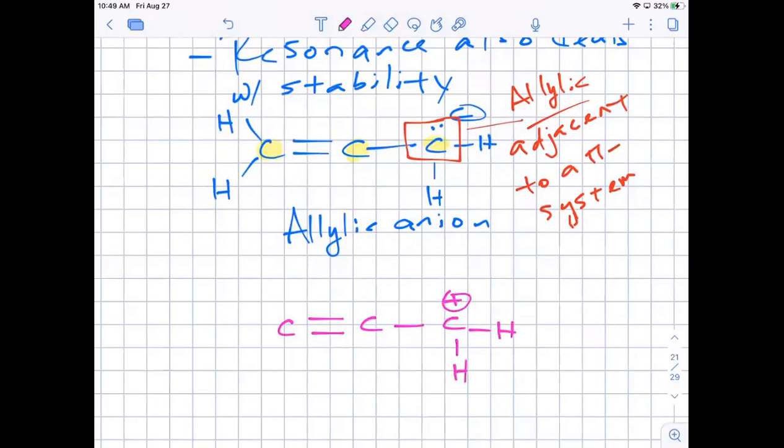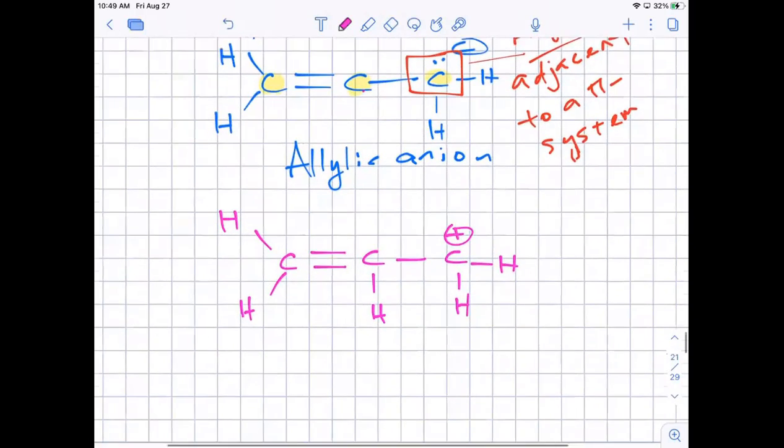Do you see how, and let me put there's a hydrogen here, by the way. I just didn't draw it in. But do you see how formal charge and all this stuff is kind of tying right back in? All right, so that's an allylic cation. It's a cation because it's positive.